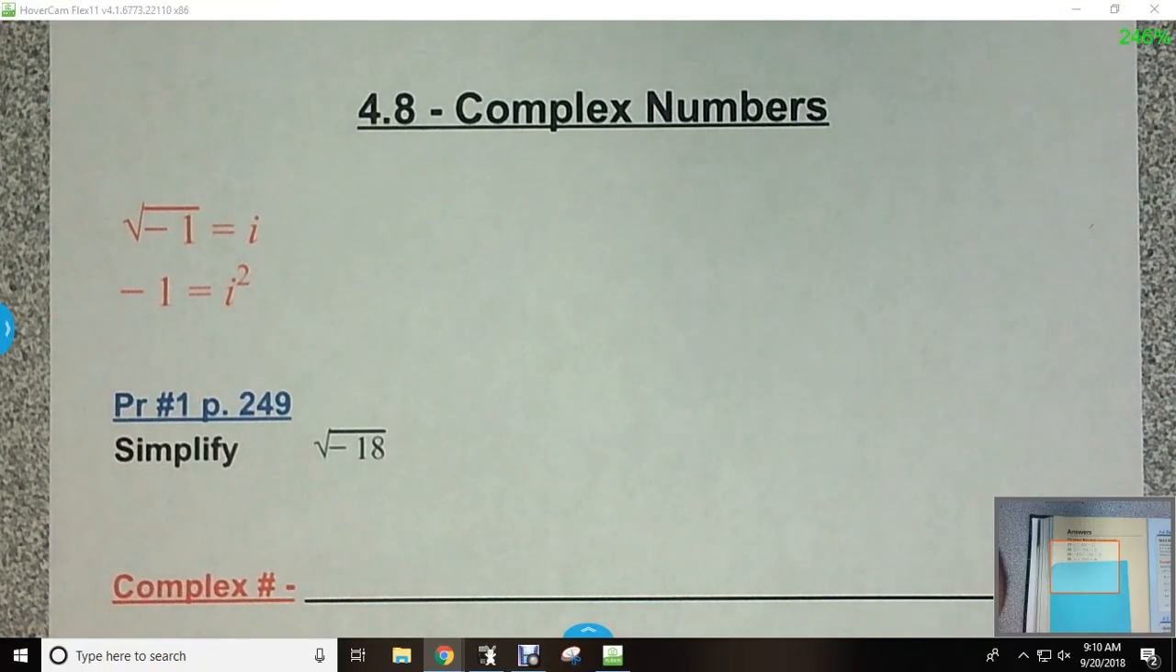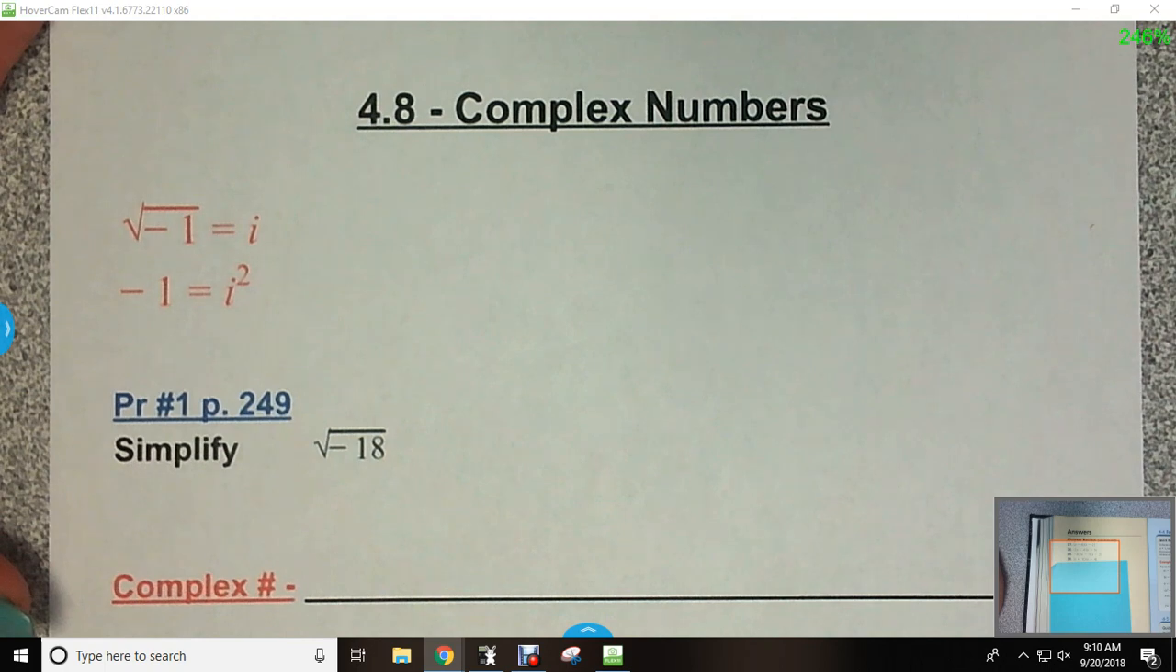Alright, so this section is 4.8. I'm doing chapter 4 a little bit out of order, but you'll understand why after we get through all of it, okay? So we just finished simplifying square roots in the last video. We practiced that after your last test.